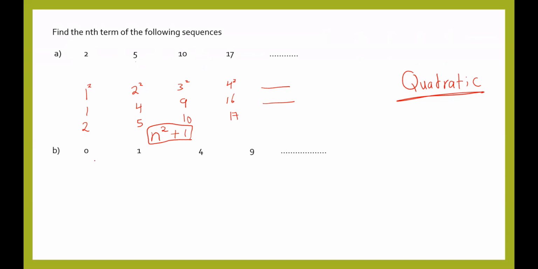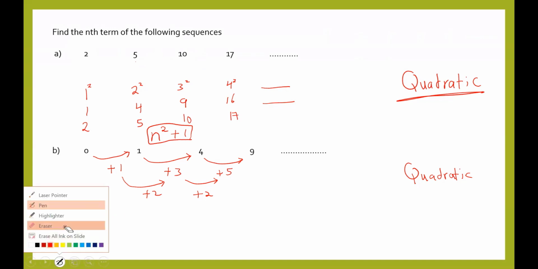Regarding point B, let's do it here. What do we do? We add 1, then 3, then 5. So they are not the same common difference, so it's not arithmetic. Then here we add 2, then we add 2. So this is quadratic, the same as the previous one. Once you have realized that it's quadratic, you're going to compare these numbers with the square numbers pattern.